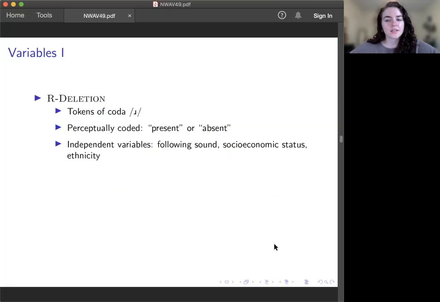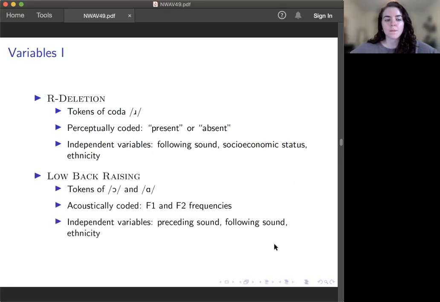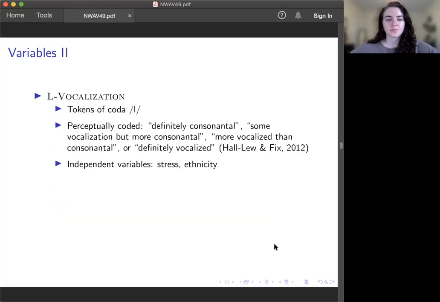We operationalized R deletion as tokens of coda R, and these were perceptually coded as either present or absent. And the independent variables we considered were following sound, socioeconomic status, and ethnicity. For low back raising, these consisted of tokens of open O and low back A, and they were acoustically coded using F1 and F2 frequencies. And the independent variables we looked at were preceding sound, following sound, and ethnicity.